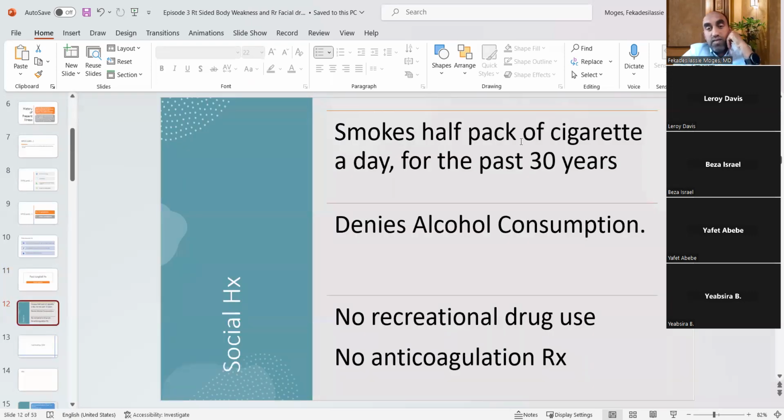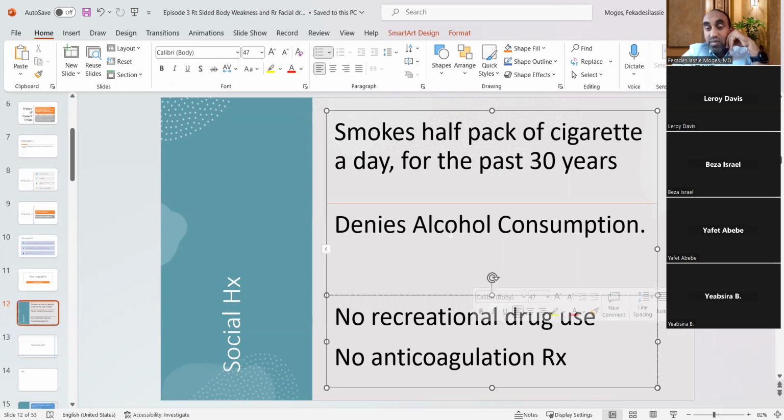Social history, she smokes half a pack for 30 years, denies alcohol consumption, you missed alcohol, no recreational drug use. That is also very important because one of the differential diagnoses you haven't mentioned is what? One of the very important stroke differential diagnoses. What is that? Especially in a patient who is confused, a patient with weakness, a patient with dysarthria or speech difficulties. What is a good differential diagnosis?